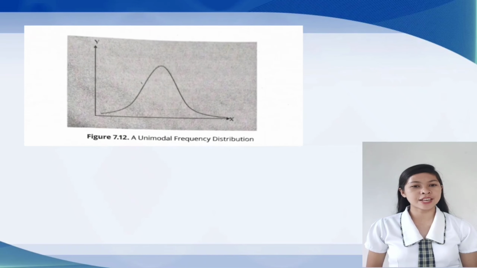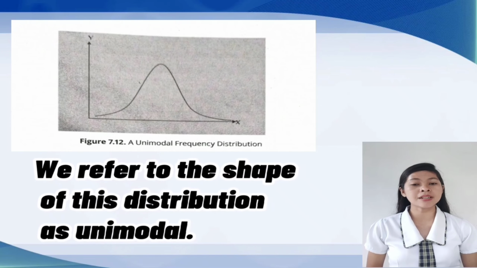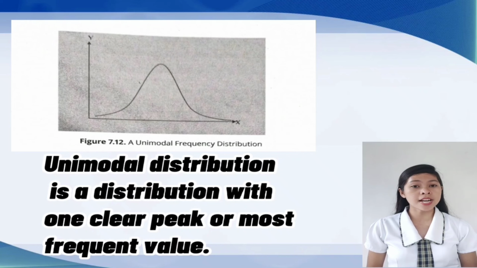Now, in figure 7.12, this is a unimodal frequency distribution. You see that the curve has only one peak. We refer to the shape of this distribution as unimodal, from the word uni, meaning one. A unimodal distribution is a distribution with one clear peak or most frequent value. The value increases at first, so tataas yung value sa una, rising to a single peak where it then decreases. Makakabuo ng isang peak after tataas, bababa na naman.